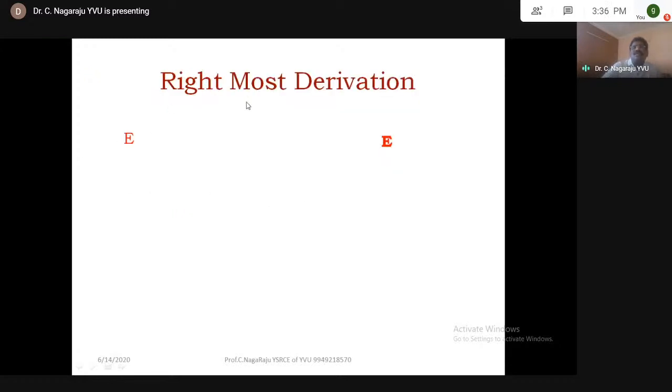For example, you see the rightmost derivation. Everything is animation, so just observe it clearly and you can understand. Graphical representation is more attractive and more understandable than documentation. That's why I took a lot of time and prepared these slides. With the help of my students I developed this one.